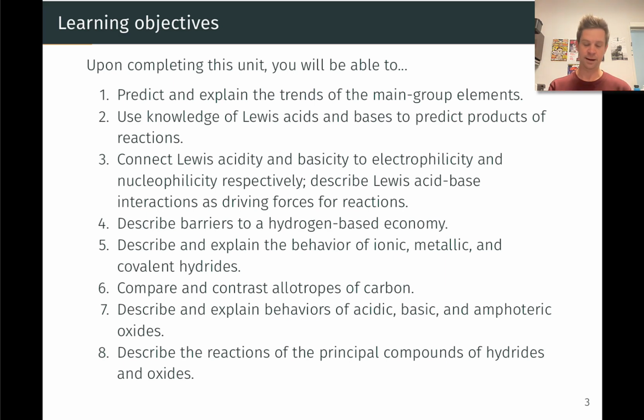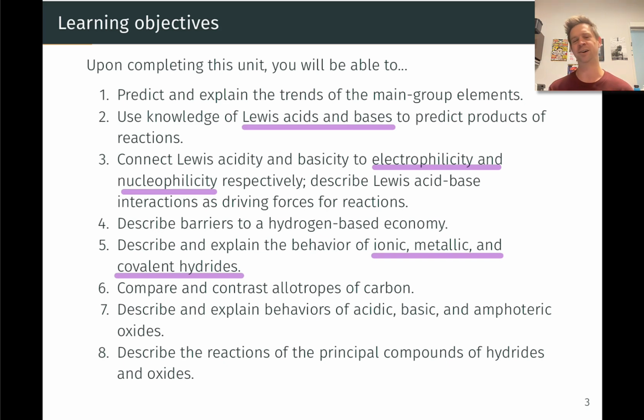And so Lewis acid-base theory is going to be really important for that. We're going to generalize out the Bronsted theory and develop extremely general principles of chemical reactivity. We're going to introduce some new terminology around this, electrophiles and nucleophiles, which give us a sense of Lewis acidity and Lewis basicity. And then we'll look at compounds of hydrogen and study the different types of hydrogen-containing compounds. We've seen a number of hydrogen-containing compounds so far. Most of those have been covalent hydrides. We'll introduce ionic and metallic hydrides in this unit, and we'll discuss the barriers to an economy based on hydrogen.